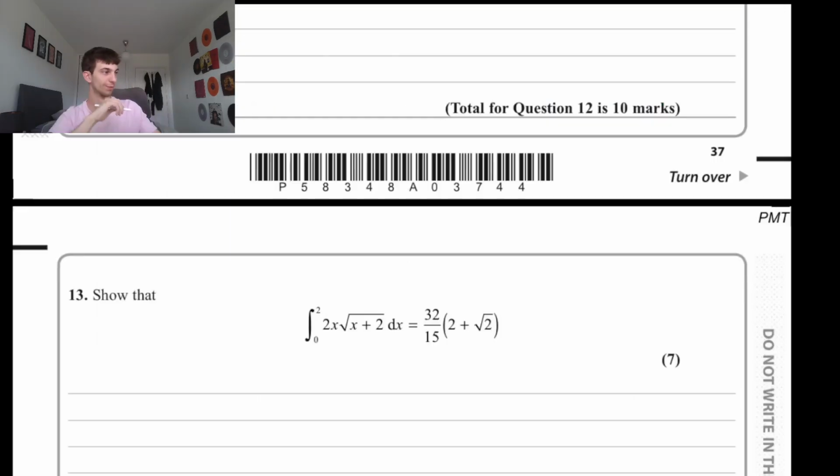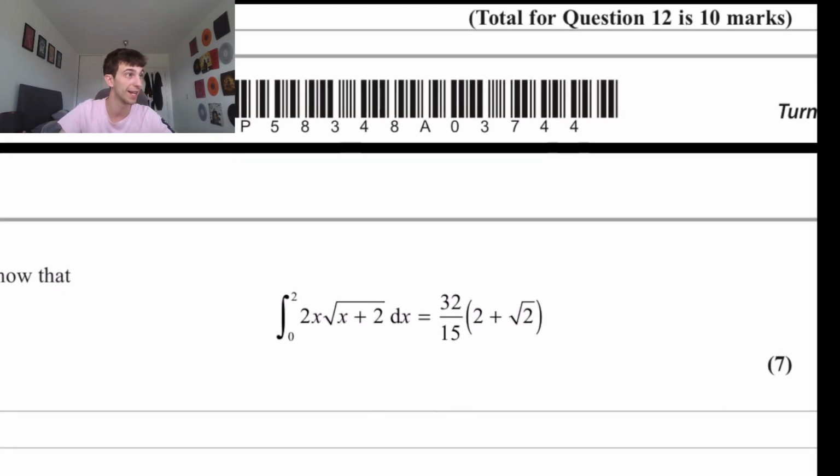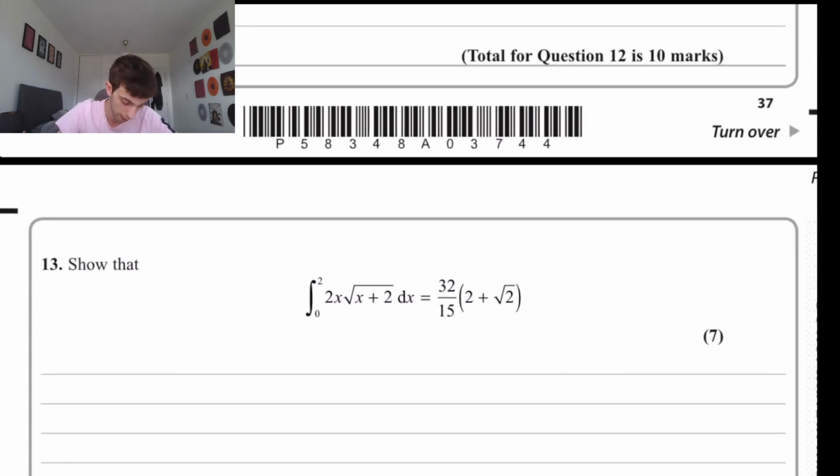On to 13. Alright, question 13, a little bit of integration. We have to show that the definite integral, upper limit 2, lower limit 0, of 2x multiplied by the square root of x plus 2, integrating with respect to x, equals 32 over 15, 2 plus root 2. Now, you can either do this by parts, or you can do it by sub. They don't give you the sub, so this could make it a little bit awkward if you're not comfortable with it, but let's go step by step.